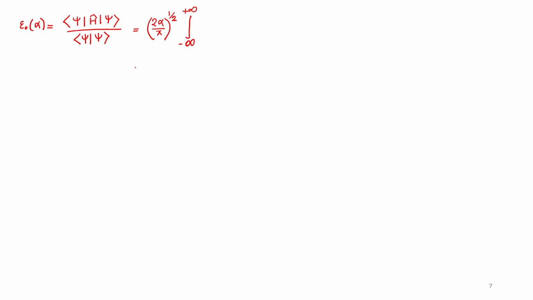e to the power minus alpha x square. Then obviously the Hamiltonian is going to work on it: minus h cut square by 2m d2 by dx2 on the e to the power minus alpha x square, right? And then plus half m omega square x square into e to the power minus alpha x square.